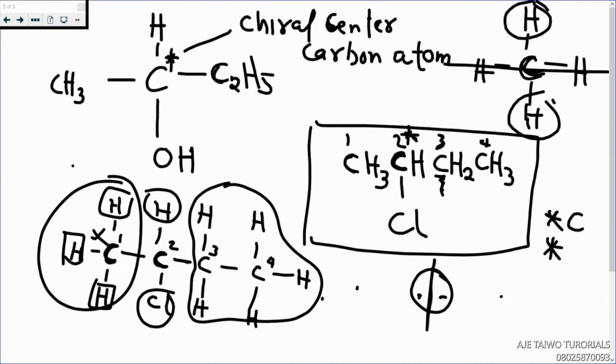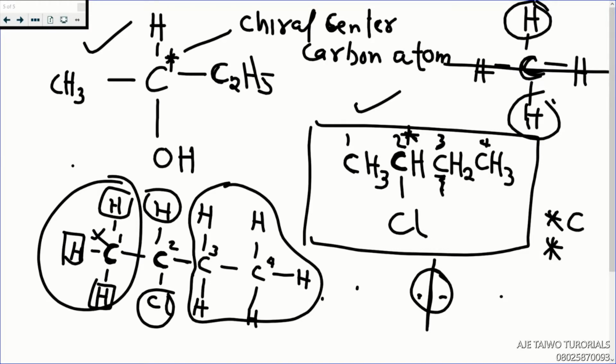So in summary, this is a chiral center molecule. A chiral center molecule means it has a chiral center carbon atom, which means a carbon atom surrounded by 4 different groups entirely. Okay, that's what a chiral center atom is. Let's go.